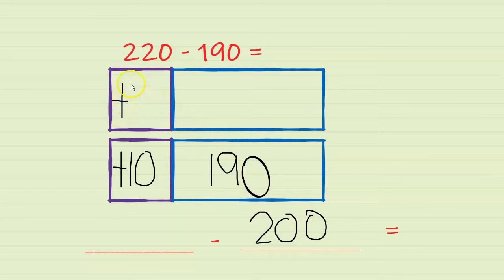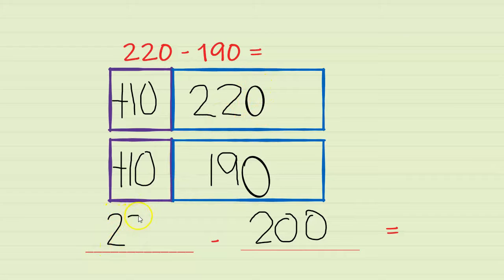So 220, I have to add 10 more to as well. So 220 plus 10 is going to be 230, which, as you can see, simplified this problem immensely. 230 minus 200 just equals 30. And there I go, using the tape diagram to subtract.